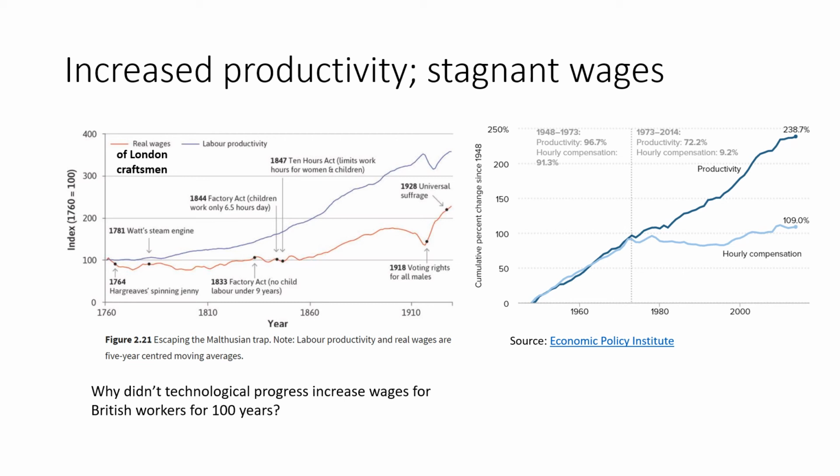But after the 70s, or after 1973, although productivity continued to increase at about the same rate, hourly compensation has not increased much at all. And so today, the median worker in the United States earns only 9% more than they earned back in 1970, despite the fact that they're 138% more productive than they were then. The question is, why hasn't technological progress increased wages for US workers for about 40 years?